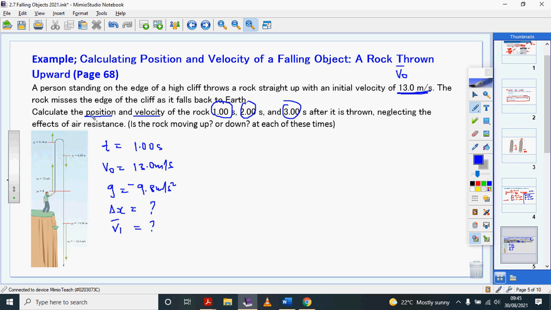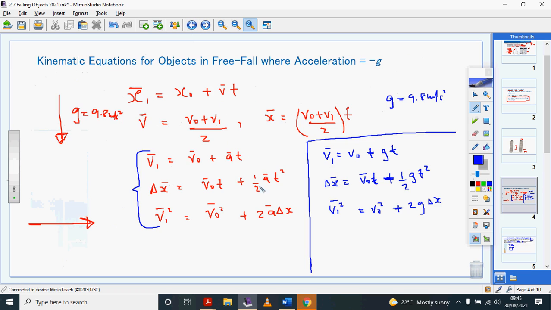This question is asking me for position and velocity, or final velocity. So since I already have 3 quantities, I can use an appropriate equation of motion to find any of these other 2 quantities. So I'm going to start by trying to find position. Of these 3 equations, which one can I use that has acceleration, has initial velocity, and has time?